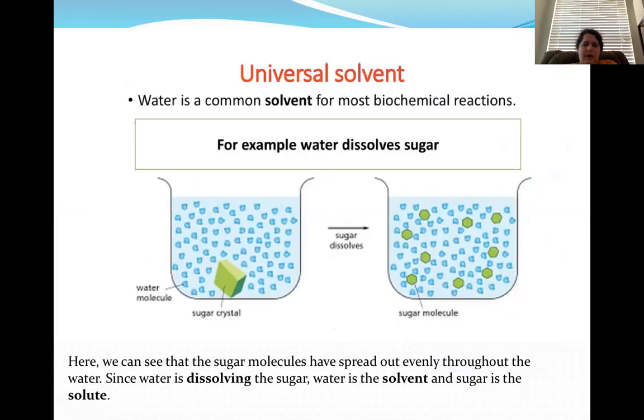Here we can see another molecule. This is like sugar. The sugar doesn't form cations and anions. Instead, it just breaks off into polar molecules. Here we can see that the little sugar molecules have been distributed very evenly. We still have these hydration pockets around each sugar molecule. Since the water is dissolving the sugar, water is the solvent. We can see there's a lot of water here, and sugar is the solute that is being dissolved.